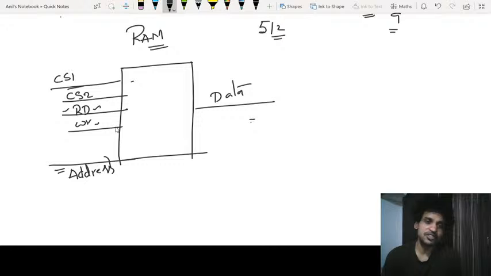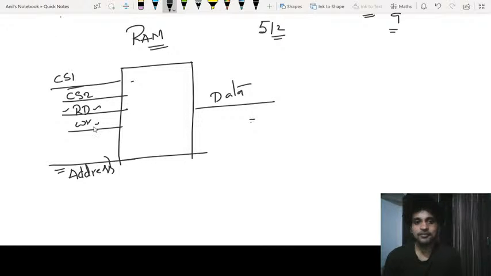RAM switches for the enabling of one of these inputs. When one of these inputs is enabled, the appropriate operation will get performed. Let us say read is performed. Then the address is located, and under the address, the data will get transferred to the data bus, from the data bus to the CPU. Read operation means from the RAM to the CPU.